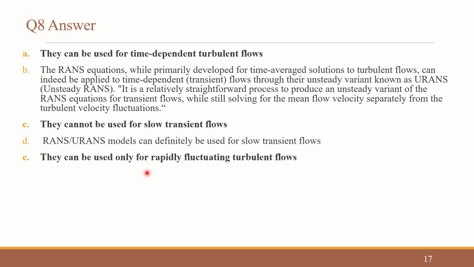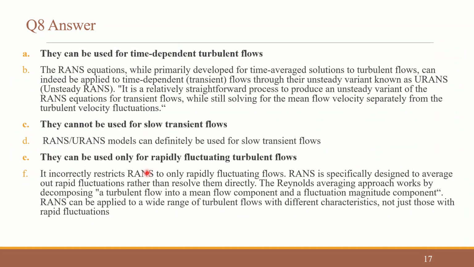Again, this is false because it is incorrectly restricting the RANS to only turbulent, rapidly fluctuating flows. RANS is specifically designed to average out rapid fluctuations rather than resolve them directly. The Reynolds averaging approach works by decomposing a turbulent flow into a mean flow component and a fluctuating component. RANS can be applied to a wide range of turbulent flows with different characteristics, not just those with rapid fluctuations.